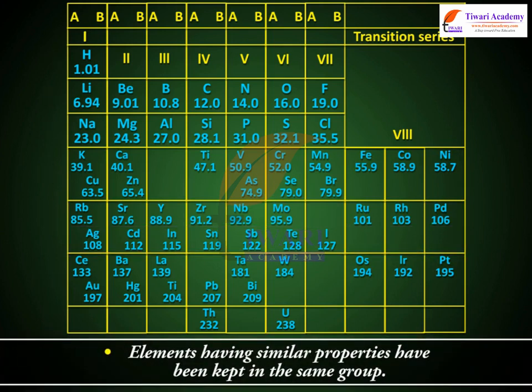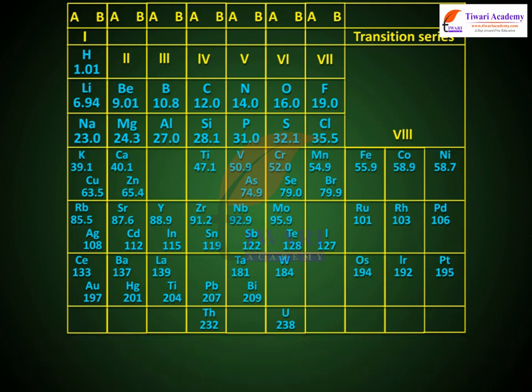Elements having similar properties have been kept in the same group. For example, lithium, potassium, rubidium, etc. are in the first group.